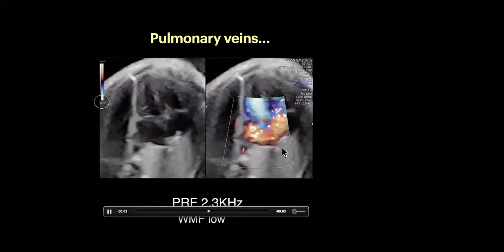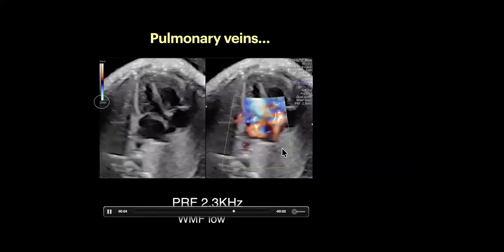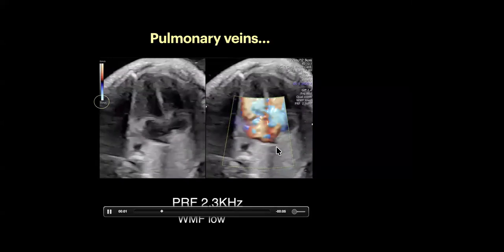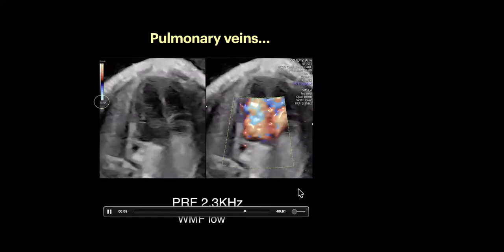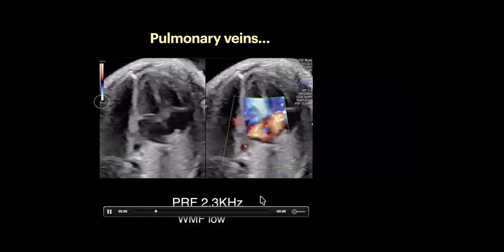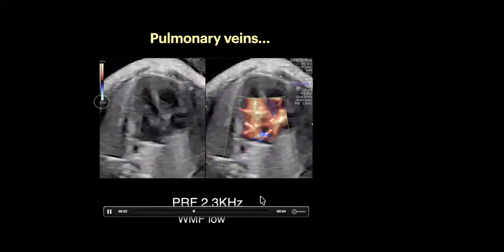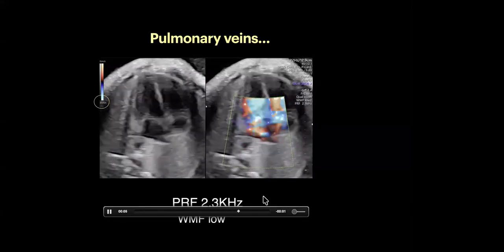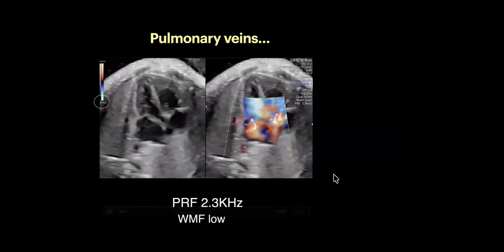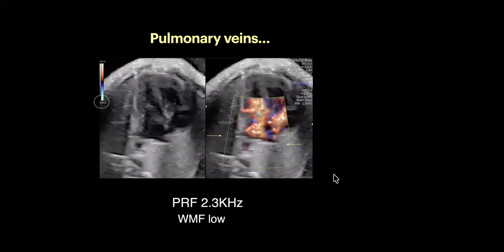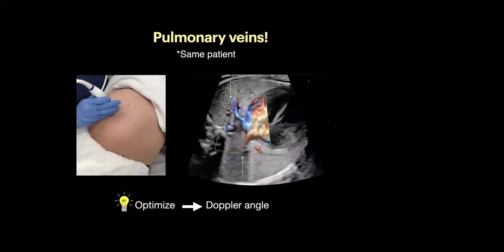However, notice that as we're trying to turn on color Doppler, we don't see any filling. We could see these slit-like structures, but why are they not filling all the way? And I want you to take note of the low velocity scale, which is about 2.3 kilohertz, and a low wall motion filter. So our technique is appropriate, our color Doppler technique, that is. However, this is just due to, again, an incorrect Doppler angle.